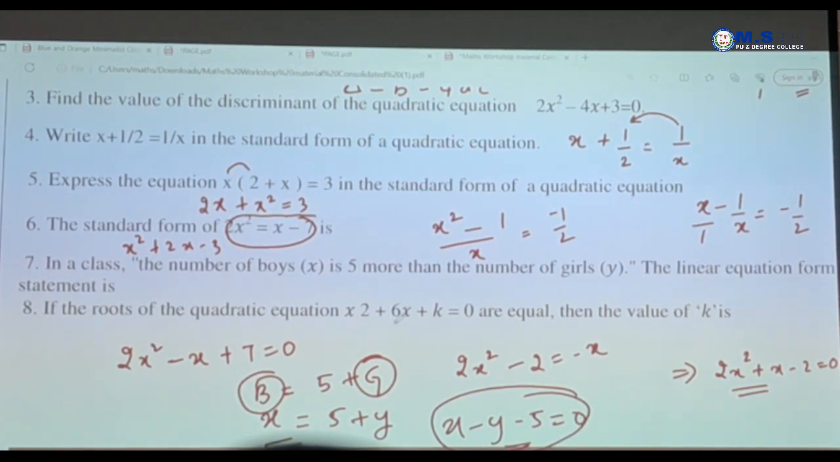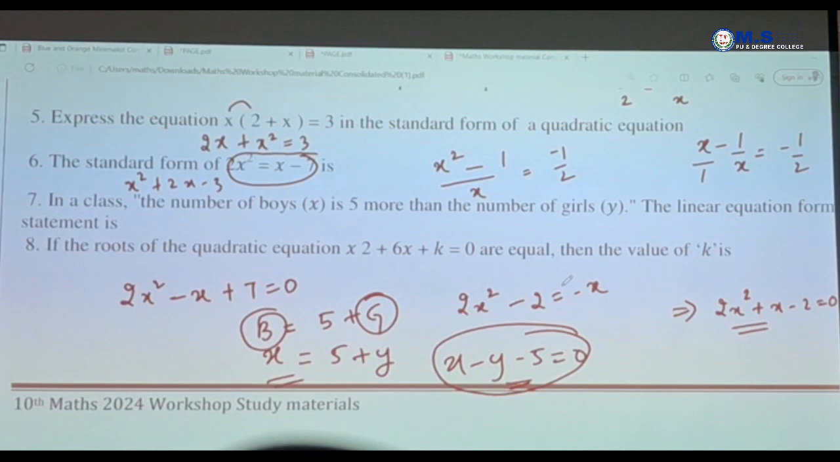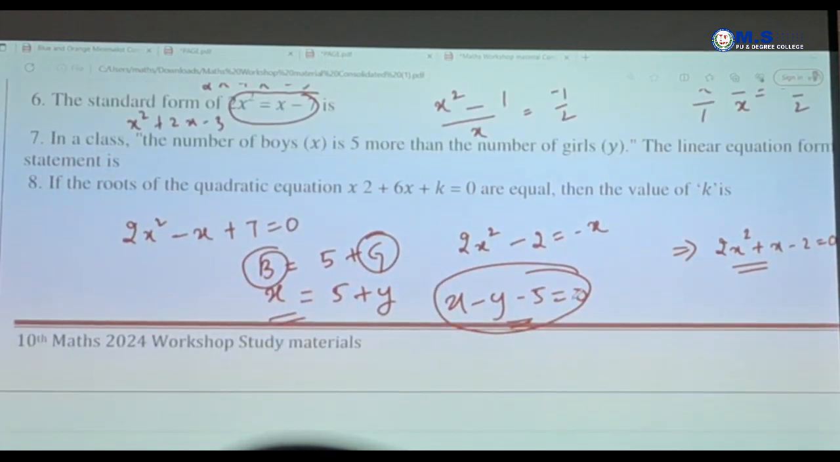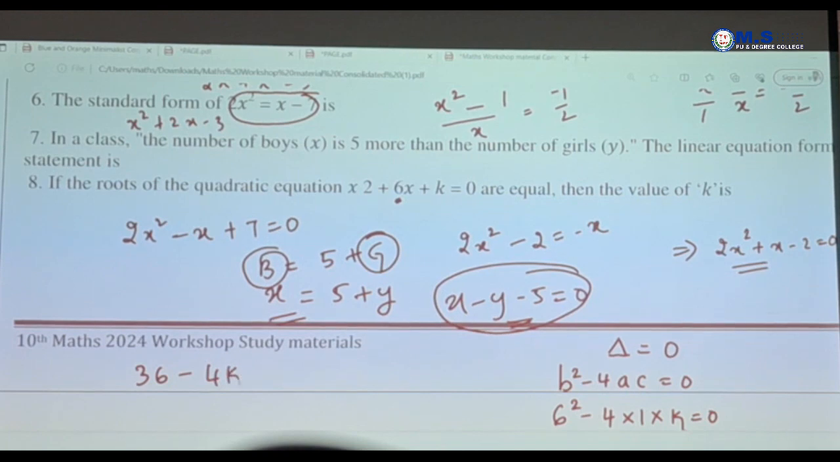Now, the roots of the quadratic equation x square plus 6x plus k equals 0 are equal; find the value of k. So let's solve here. If the roots are equal, discriminant delta equals what? 0. What is delta? b square minus 4ac equals 0. What is the value of b? 6. That is 6 square minus 4 into a into c equals 0. 6 square is 36 minus 4k equals 0. Now 4k equals 36. k equals 36 by 4, which is equal to 9.